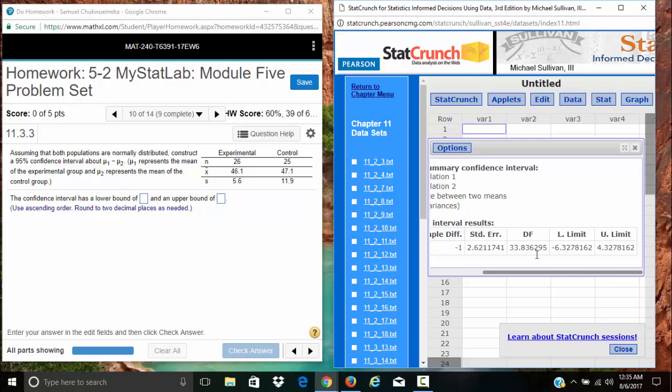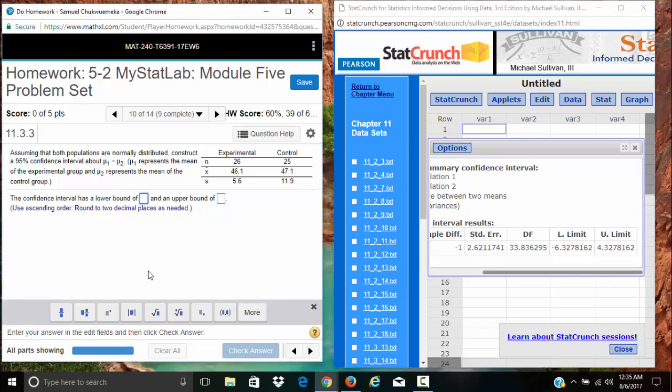And here is your lower bound, negative 6 point, round to 2 decimal places. So this is negative 6.33. And this is 4.33.